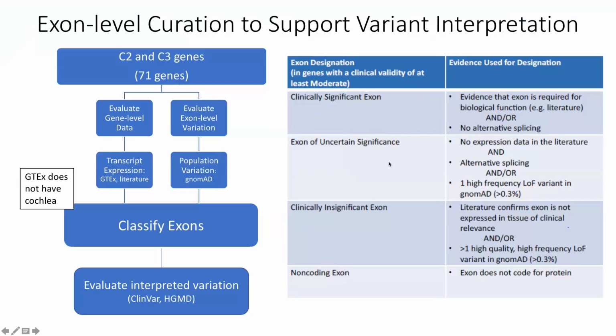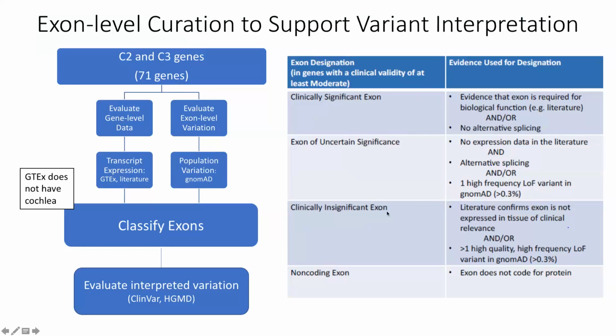For exons of uncertain significance, these were quite common. There is no expression data in the literature. Potentially, they were predicted to be alternatively spliced by GTEx, like I showed you in the one example. And they had one high-frequency loss of function variant in gnomAD. And we defined high frequency as greater than 0.3%. This is actually our general likely benign cutoff for hearing loss in the Laboratory for Molecular Medicine, and I think now the hearing loss BSEP.